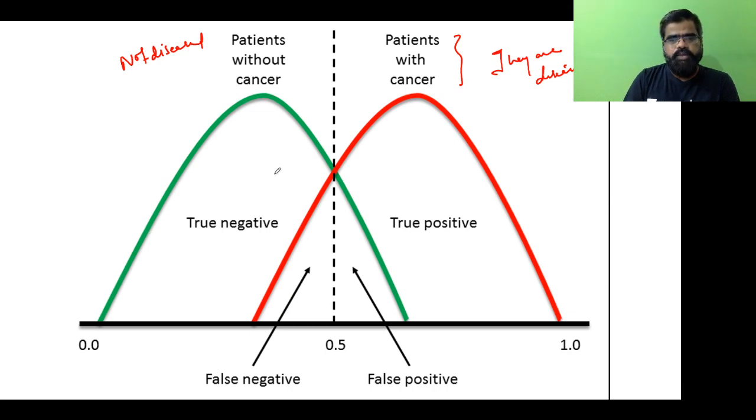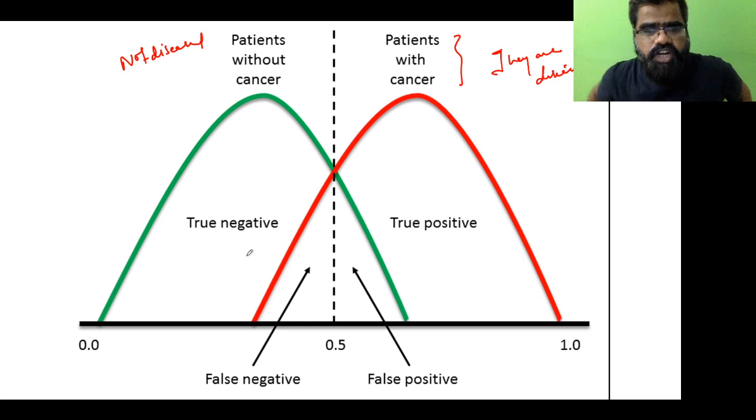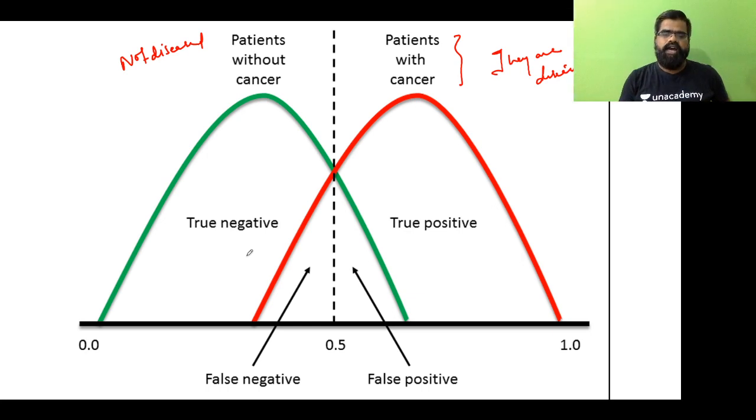We need to identify which is true negative, which is true positive, which is false negative, which is false positive. It is mentioned here, so we can say. But if it is not mentioned, how do we correlate? And how do we say which is true negative, which is true positive, which is false negative, which is false positive? Now let's try to understand the trick I am saying.